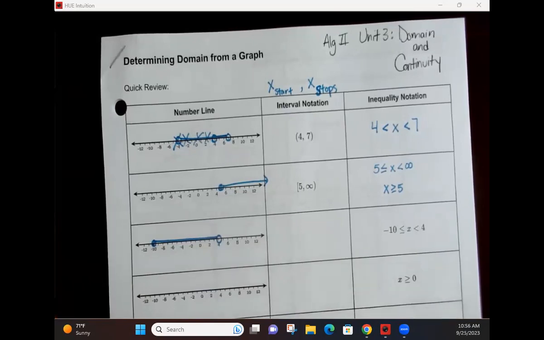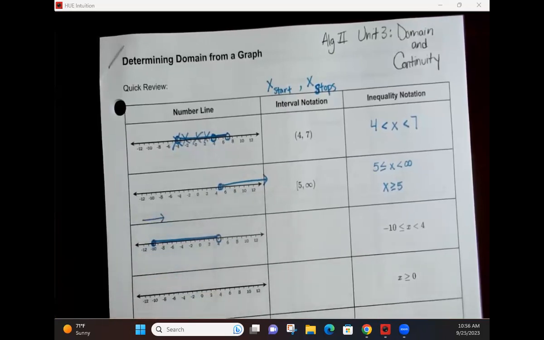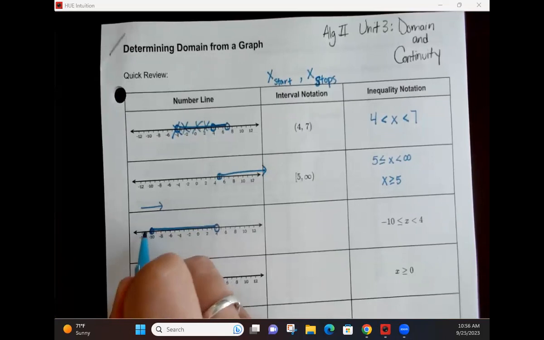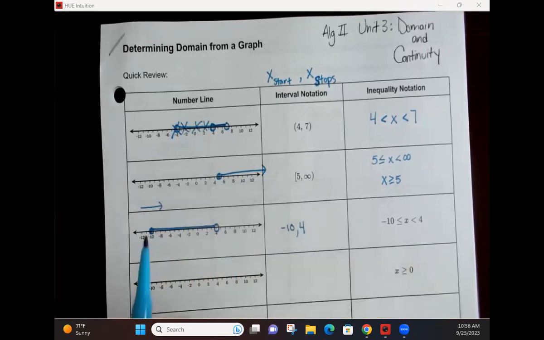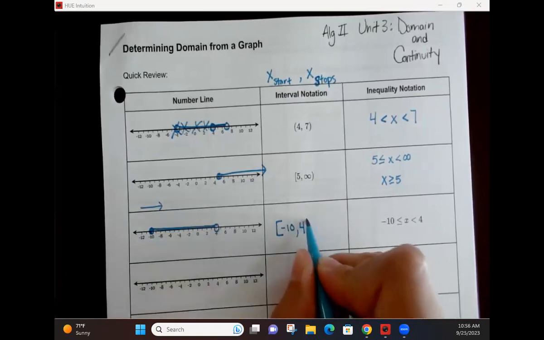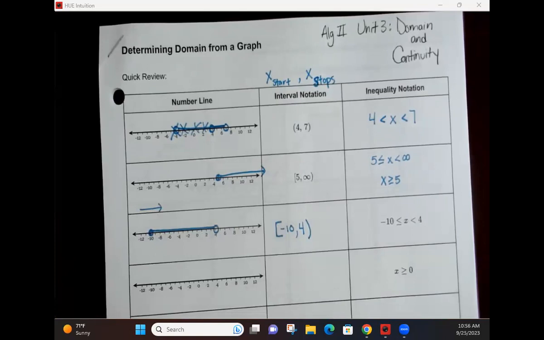In interval notation, we're looking at the x value where we start and the x value where we stop. Remember, we always read a graph left to right, like words on a page. So where I start is at -10. Where I stop is at 4. Since we have a filled in or closed circle at -10, -10 would be a bracket. At 4, we have an open circle, so that would be a parenthesis. When you are writing interval notation, please make sure you are careful about parentheses versus brackets, and please make sure I can tell the difference.